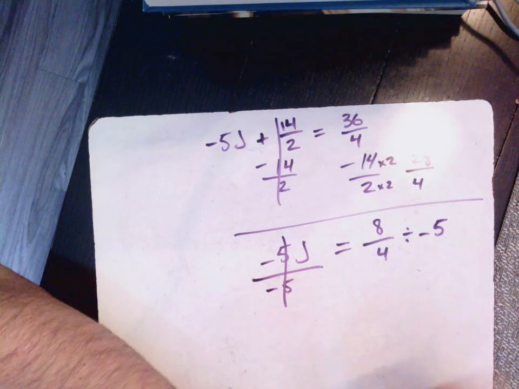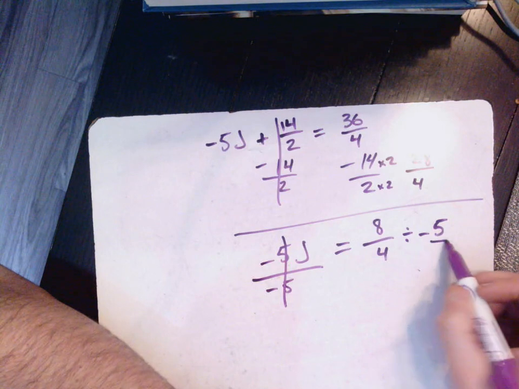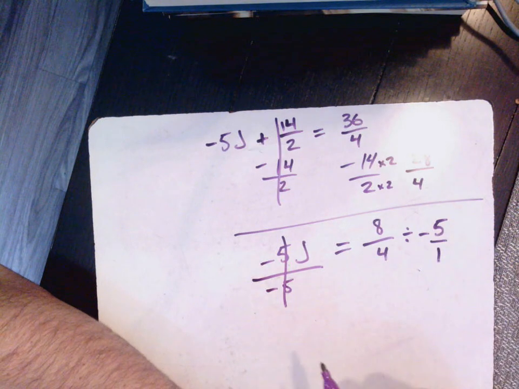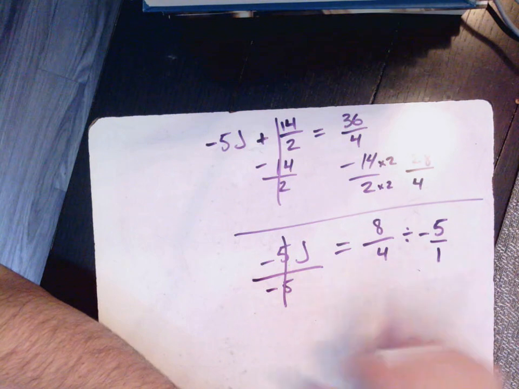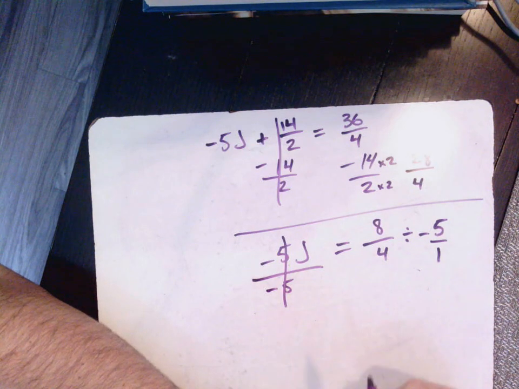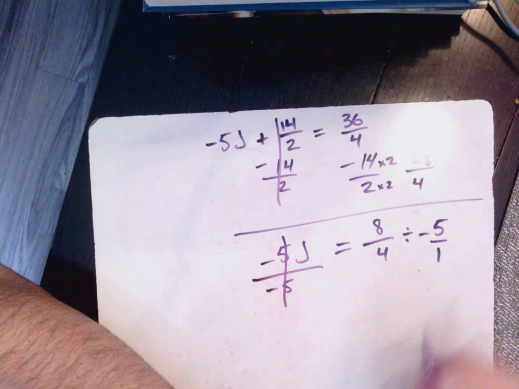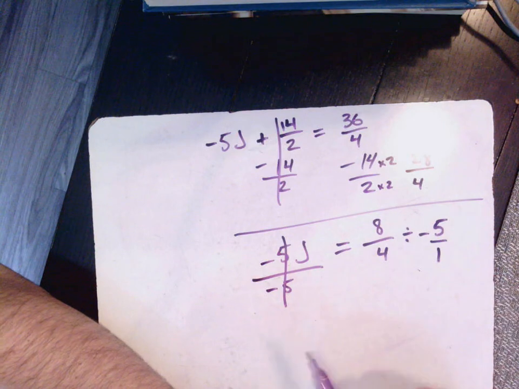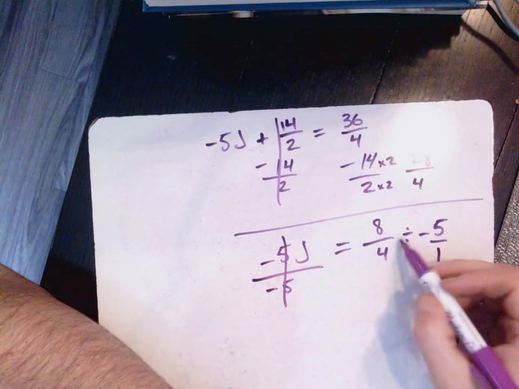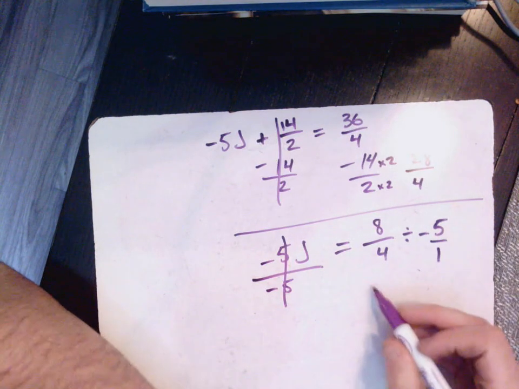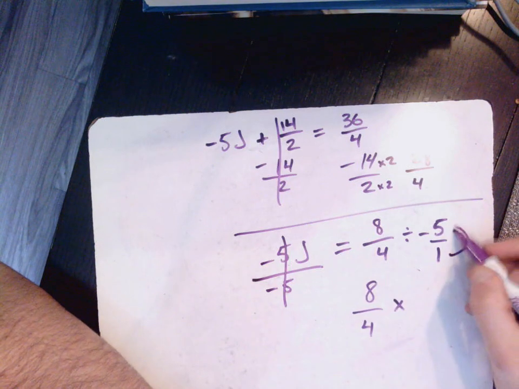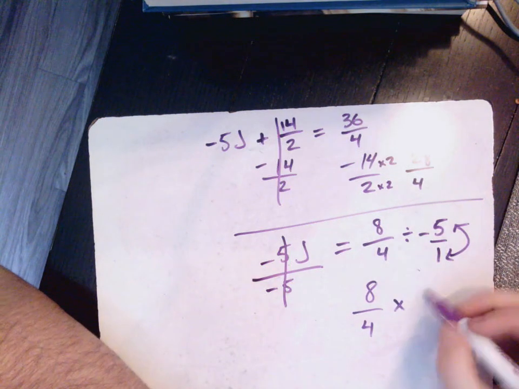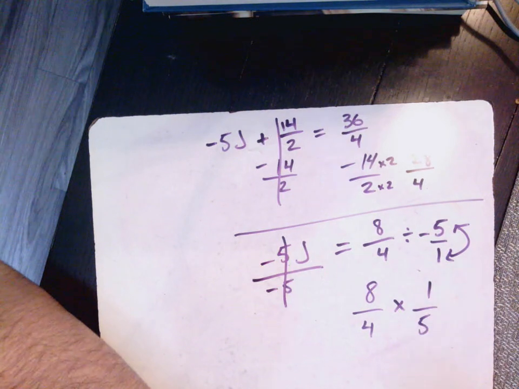Do you remember? So let's convert negative 5 into a fraction, 5 over 1, right? Because anytime we have a whole number, it's just that number divided by 1. Do you remember what to do if you divide a fraction? You're actually going to multiply by the reciprocal. So we're going to multiply 8 over 4 times, we're going to flip these two. We're going to multiply by the reciprocal. We're going to multiply by 1 over 5.